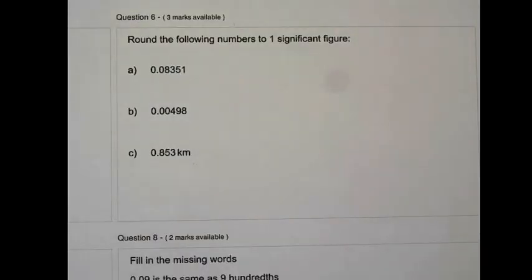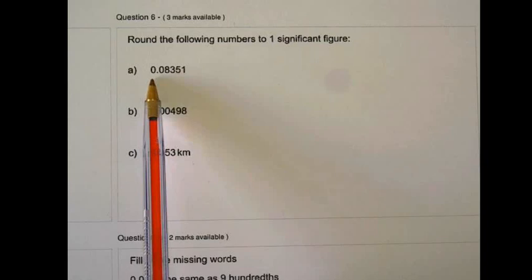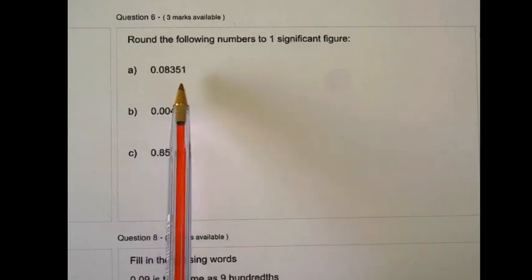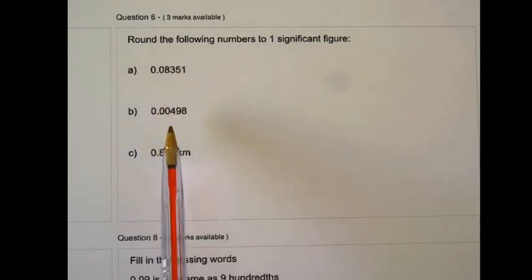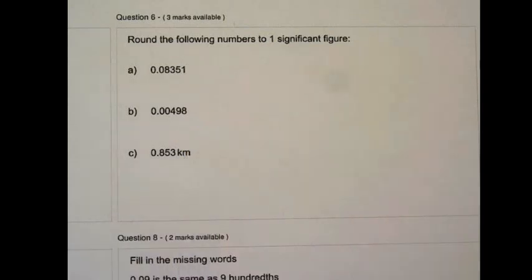So moving on to question 6, and what you'll notice about these numbers in both question 6 and question 7 is that they are decimal numbers and they have leading zeros at the beginning. So they are 0.08351, 0.00498. They're all numbers less than 1. So in this case, when we're looking at the significant figures, the leading zeros don't count as significant figures.